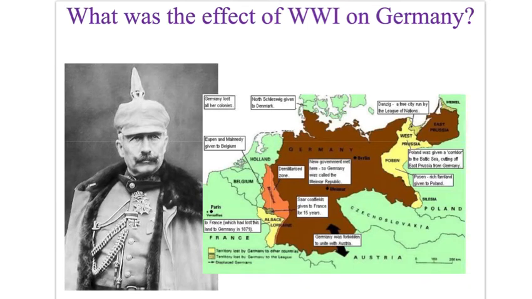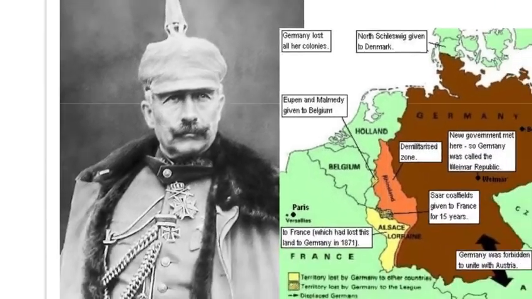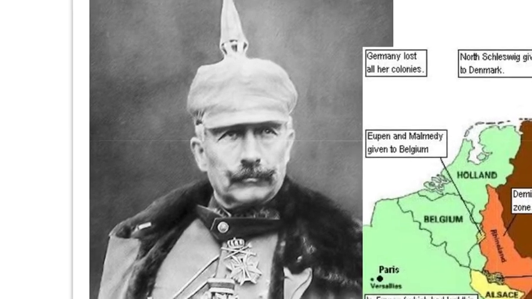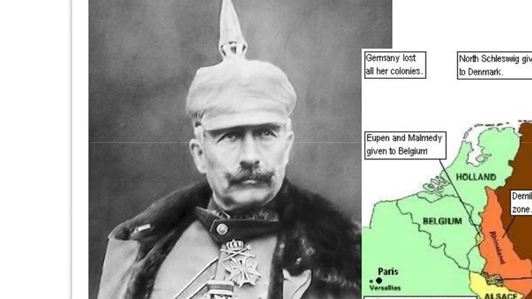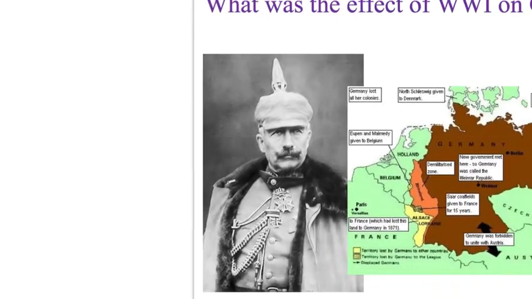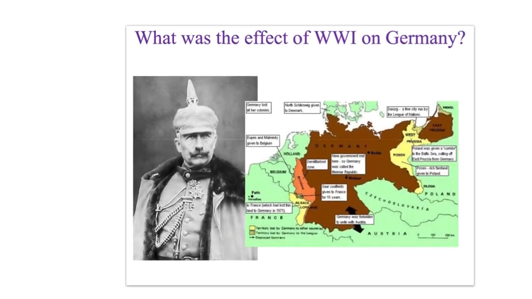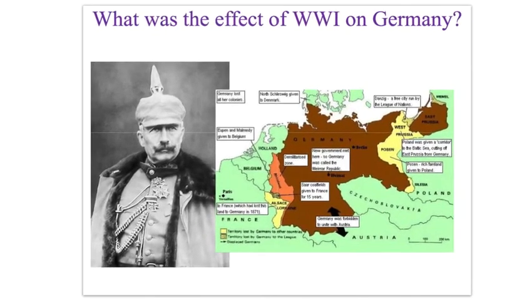Firstly, let's think about the effect of World War One on Germany. World War One was 1914 to 1918. And in November 1918, Kaiser Wilhelm, the leader of Germany, fled, abdicated the throne, and went to Holland. Germany therefore became a republic at the end of the war and signed the armistice, which was an agreement to end World War One.